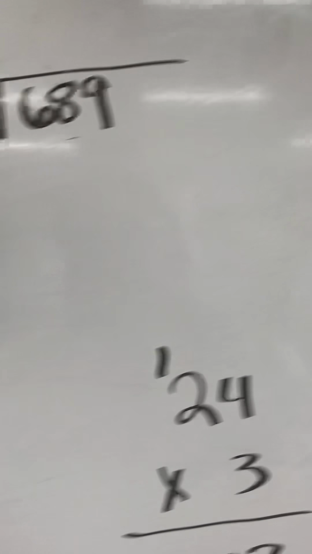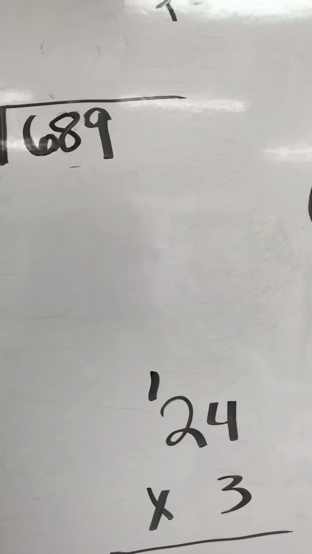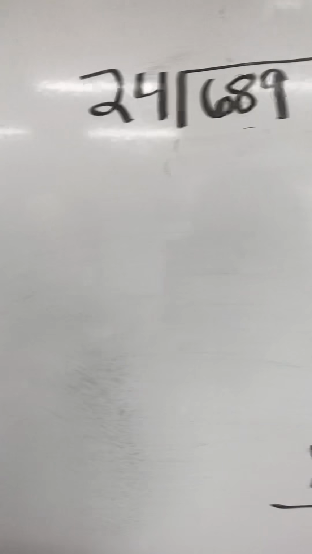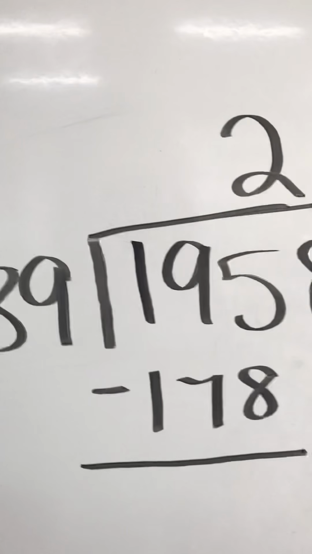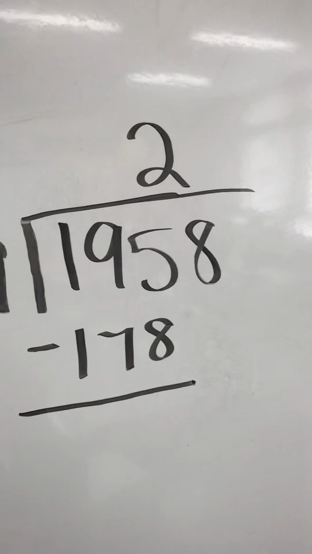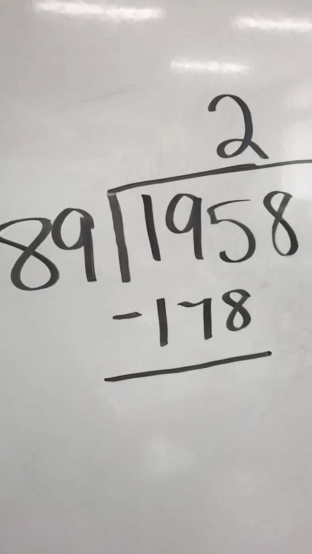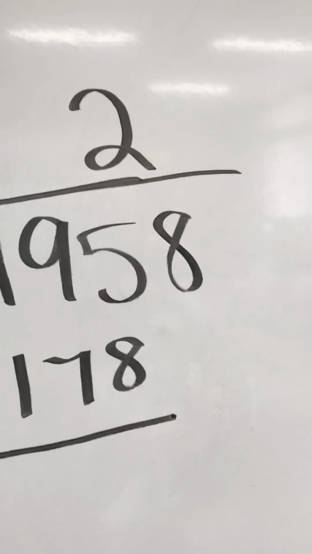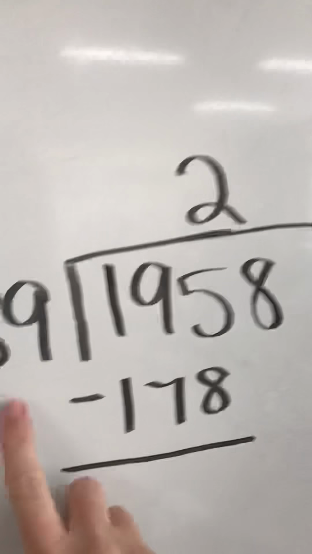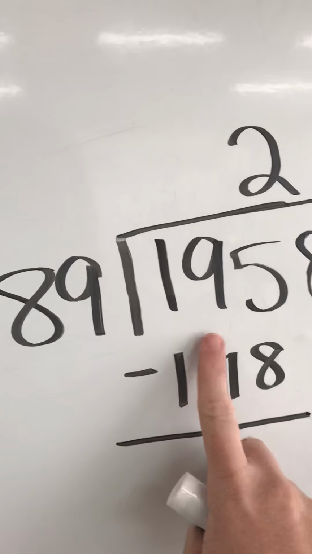These are some bigger problems. That's why I reduced the amount of questions just for time purposes. So for this one, 1,958 divided by 89. The whole point of tonight's homework is for the students to just realize it can't go into 1, 89 can't go into 19.